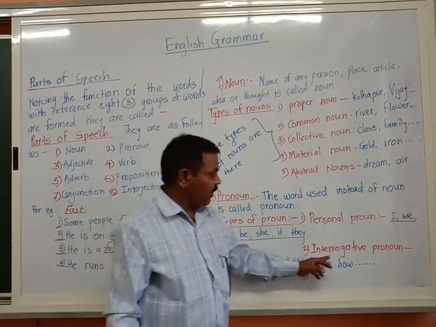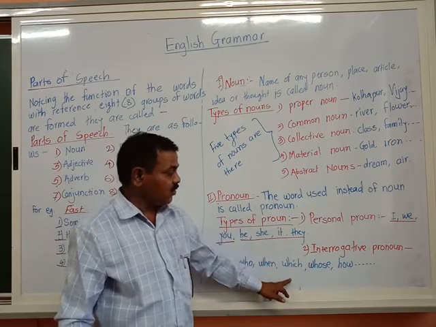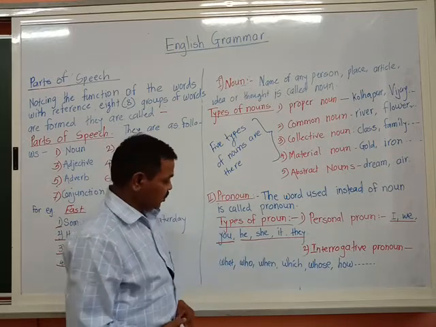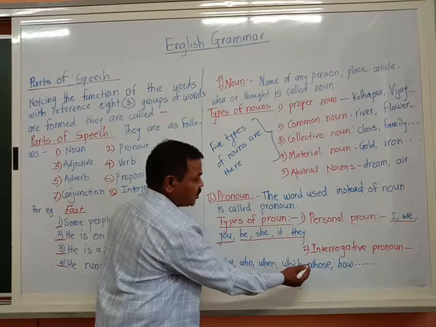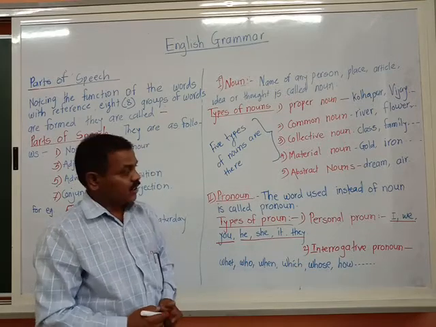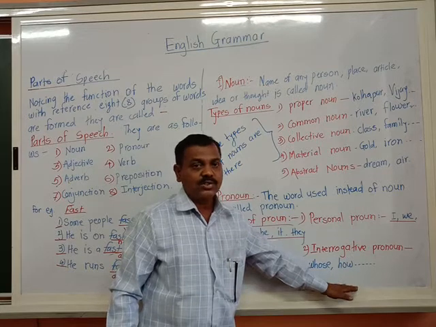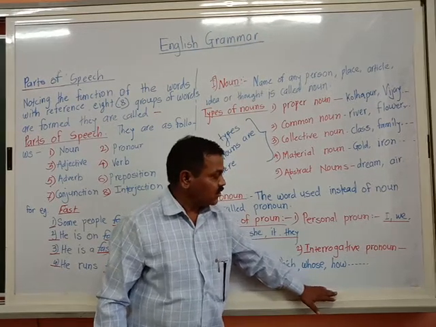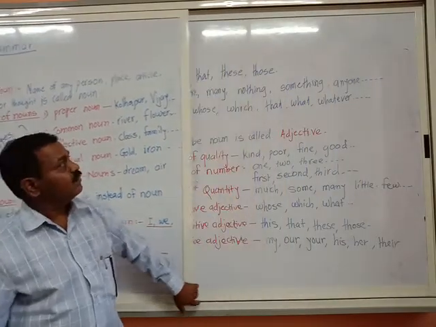The second type, interrogative pronouns, means the pronouns which are used to ask an interrogation, that is, a question. You can see here: what, who, when, which, whose, how. Many more are there. These pronouns are used to ask questions, and that is the second type. You will see the third type next.